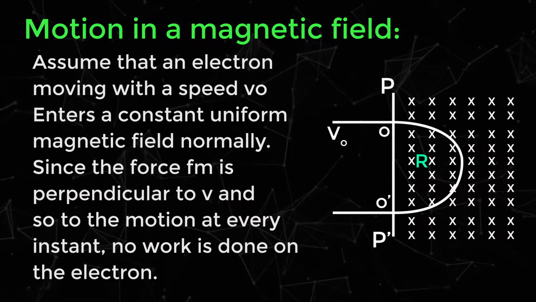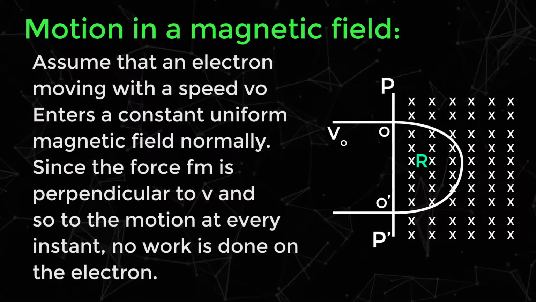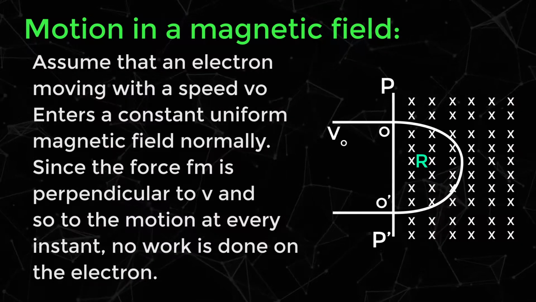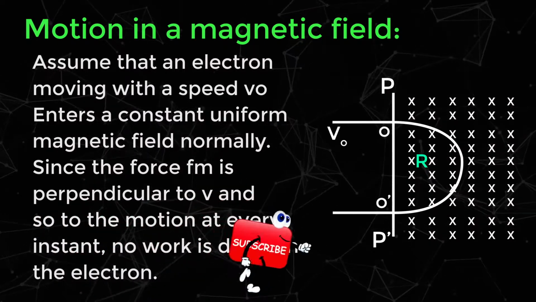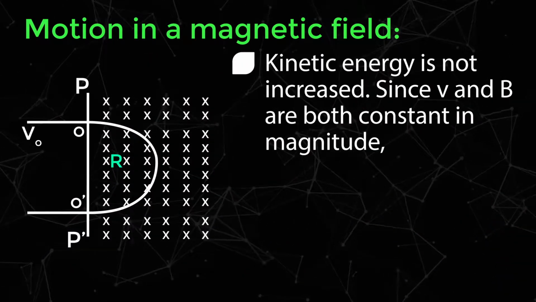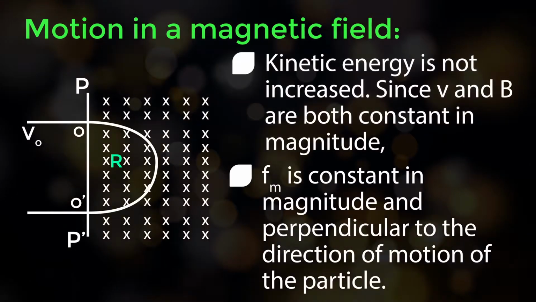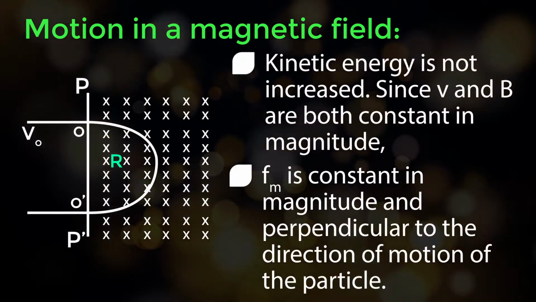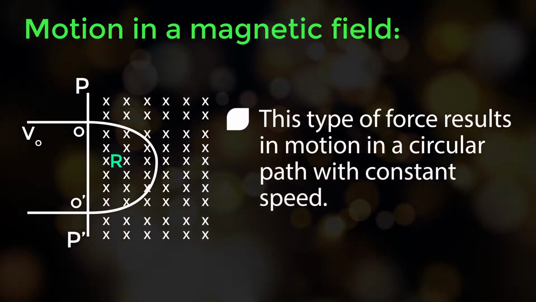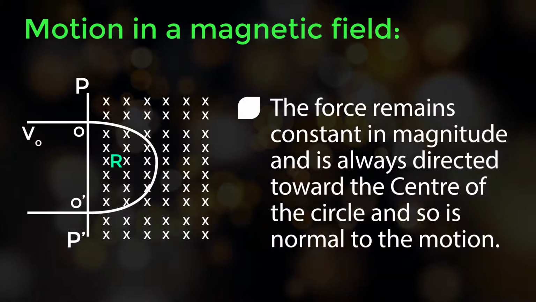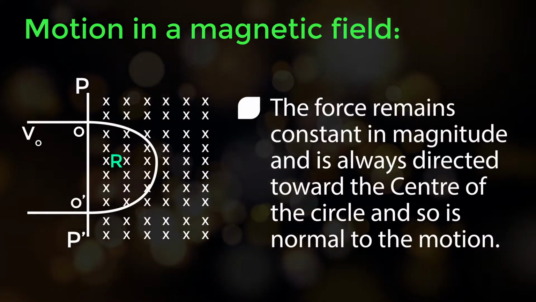Now, assume that an electron moving with a speed v0 enters a constant uniform magnetic field normally. Since the force Fm is perpendicular to v, and so to the motion at every instant, no work is done on the electron. That is, the kinetic energy is not increased. Since v and B are both constant in magnitude, Fm is constant in magnitude and perpendicular to the direction of motion of the particle. This type of force results in motion in a circular path with constant speed. The force remains constant in magnitude and is always directed toward the center of the circle, and so is normal to the motion.